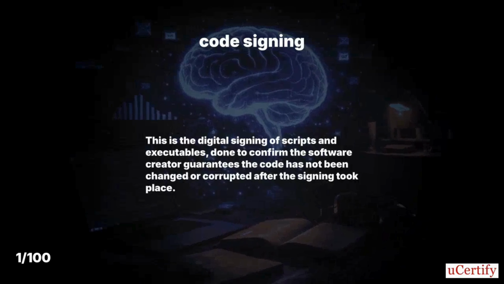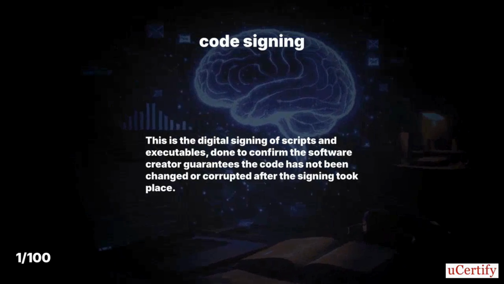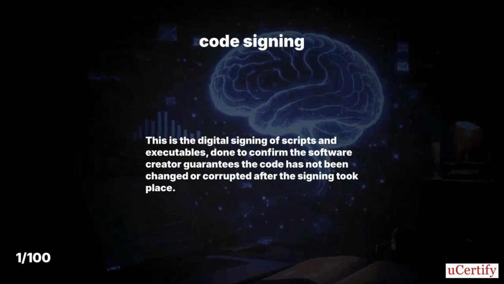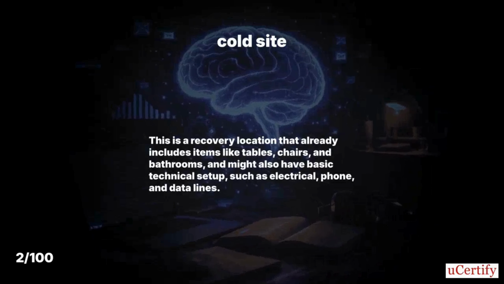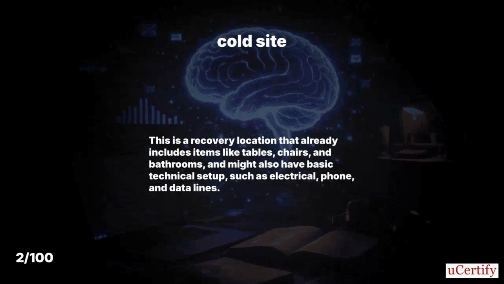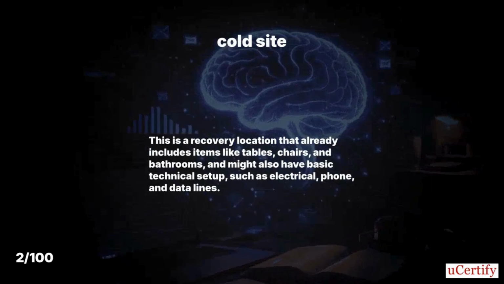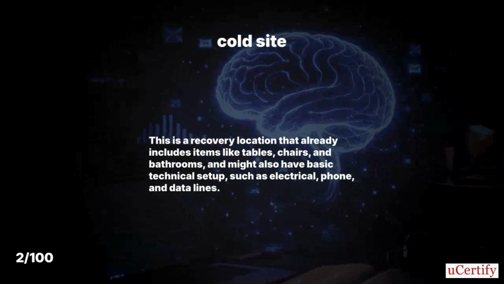This is the digital signing of scripts and executables done to confirm the software creator guarantees the code has not been changed or corrupted after the signing took place. This is a cold site location that already includes items like tables, chairs, and bathrooms, and might also have basic technical setup, such as electrical, phone, and data lines.